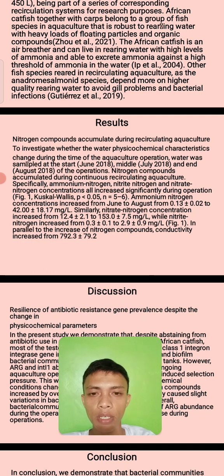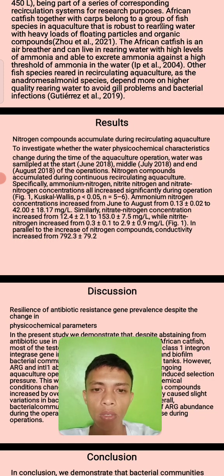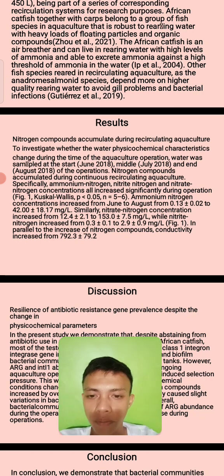Ammonium nitrogen concentrations increased from June to August from 0.02 to 42.00 to 18.17 milligram. Similarly, nitrite nitrogen concentrations increased from 12.4 to 153.0 milligram, while nitrate nitrogen increased from 0.3 to 2.9 milligram. In parallel to the increase of nitrogen compounds, conductivity increased from 792.3 and 79.2. Discussion.